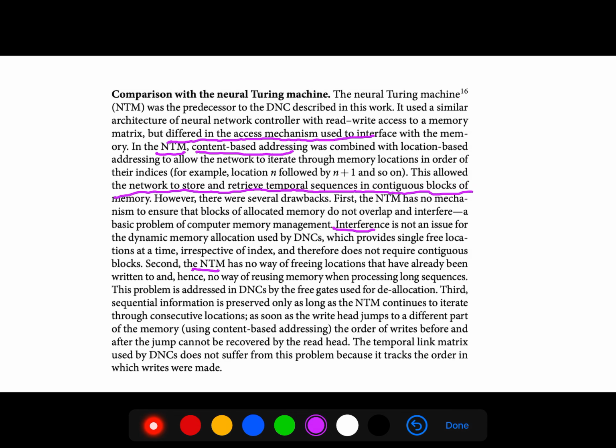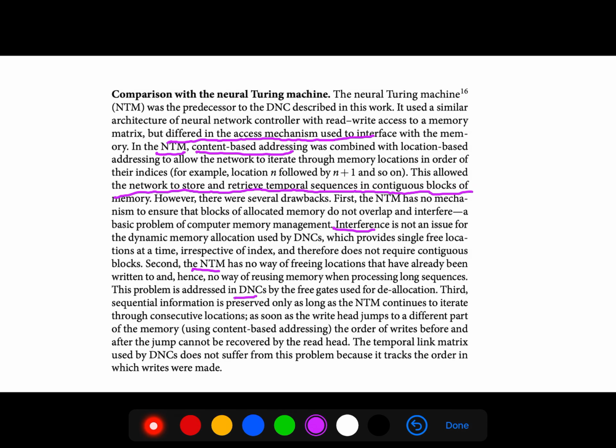Second, the neural Turing machine has no way of freeing locations that have already been written to, and hence no way of reusing the memory when processing long sequences. This problem is addressed in the DNC by the free gates used for deallocation.